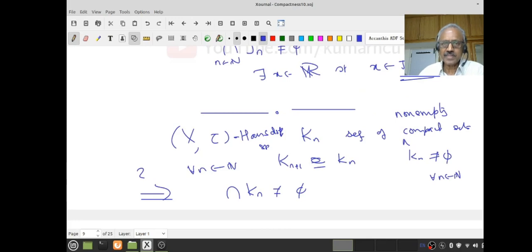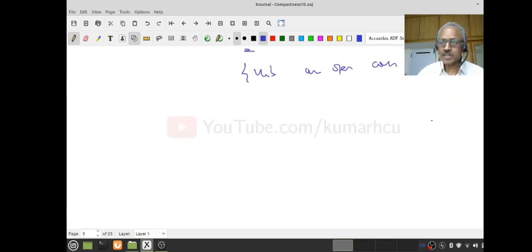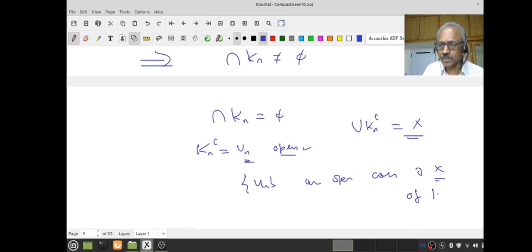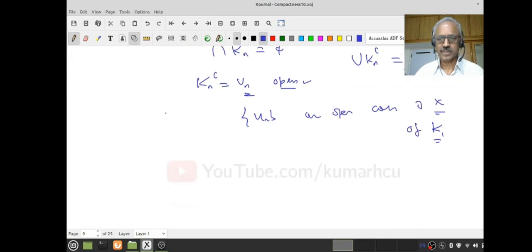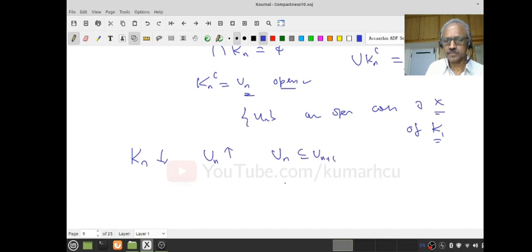Let's look at it: all my Kn are compact and K1 is the largest set in this sequence, right? Therefore I can think of this as an open cover not of X, but actually of K1. Do you understand that? And notice that since Kn are decreasing, Un are increasing. That means Un is contained in Un+1, right? Kn+1 is contained in Kn. Therefore by taking complements, Kn+1 complement contains Kn complement, that is, Un+1 contains Un.